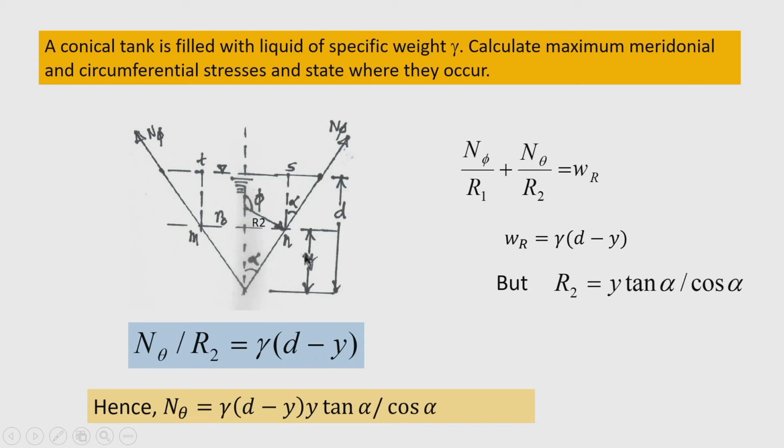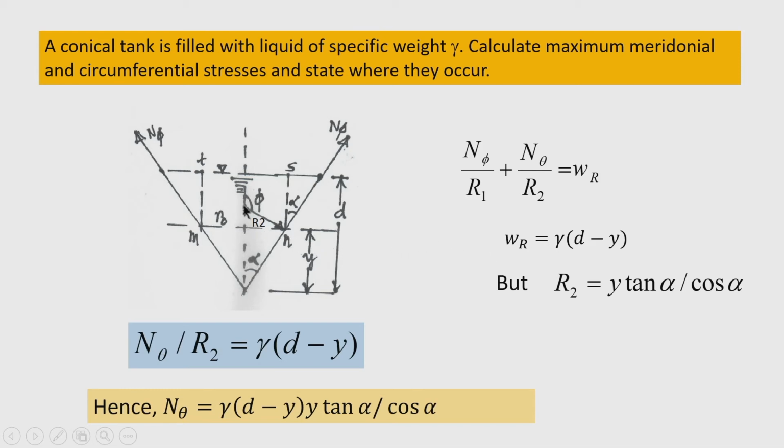So, y is the distance measured from the apex at this level m n and d is the total depth of the water. So, hydrostatic water pressure at this level is gamma into d minus y and this is acting outwards towards the surface. So, therefore, it is taken positive as per sign convention. So, W r is this. So, immediately we can get n theta as W r into r 2, but what is r 2?